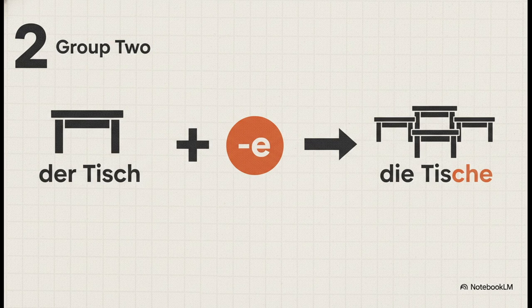All right, next up is group 2. This one is super common. All you do is add an E to the end of the noun. So der Tisch, the table, becomes die Tische, the tables. You're going to see this pattern everywhere.